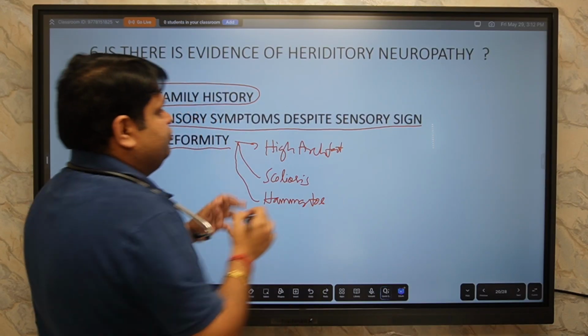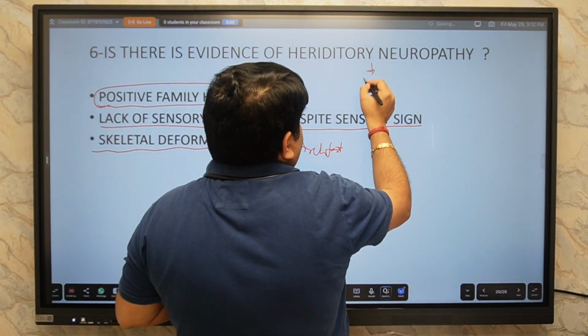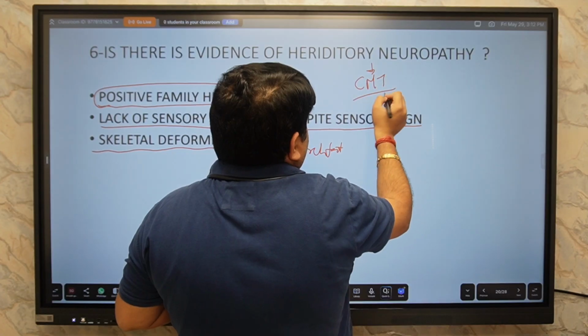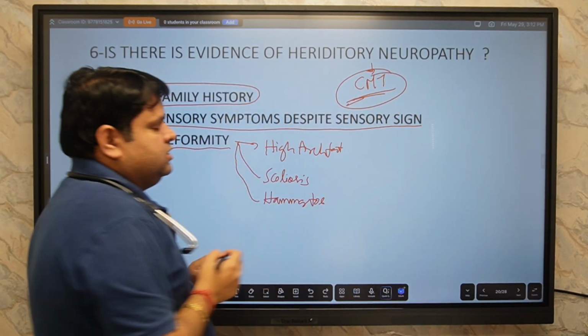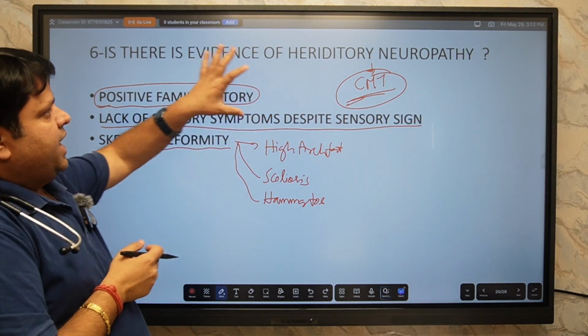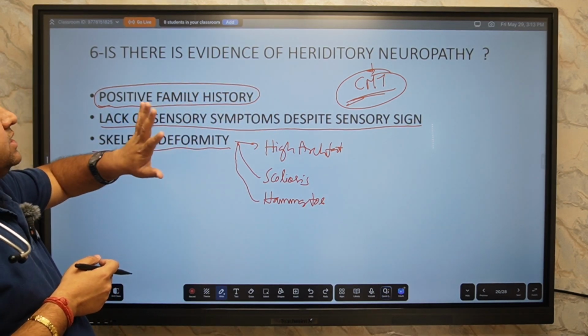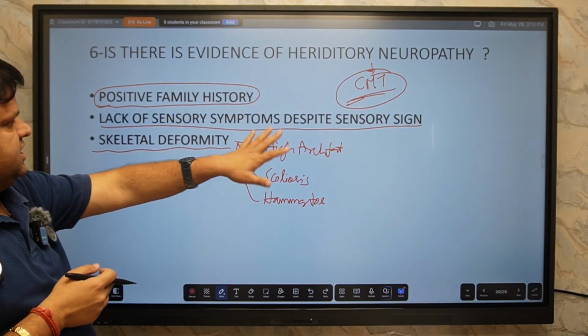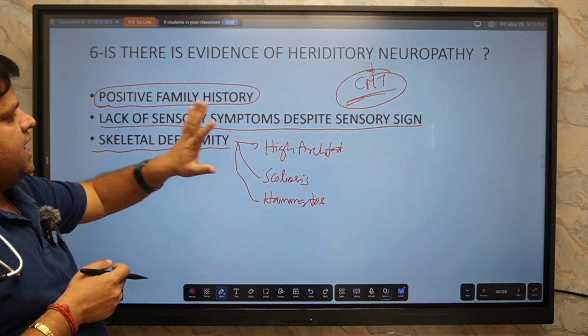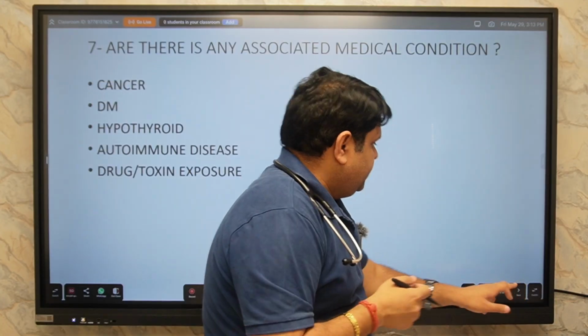These are the features of the hereditary type of neuropathy, in which there is CMT, Charcot-Marie-Tooth disease. There are various types: demyelinating type, axonal type, and different types of presentation. In hereditary neuropathy, there is a family history. Sensory symptoms are not present, but there are sensory signs. Skeletal deformity like high arch foot or scoliosis is present. This suggests the hereditary type of neuropathy.